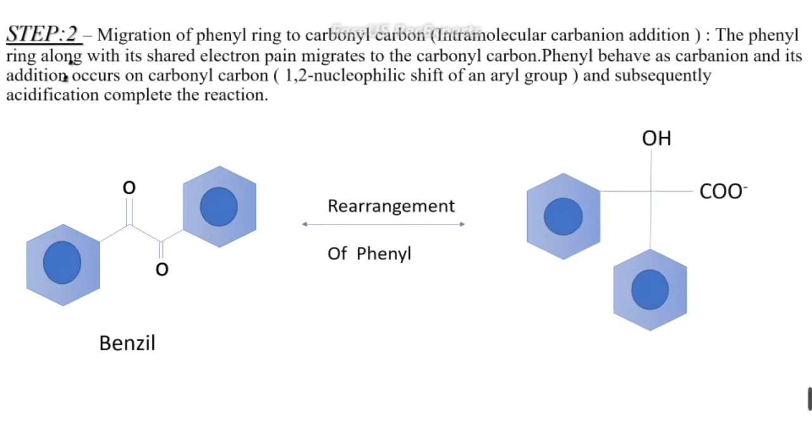Further, migration of the phenyl ring to the carbonyl carbon, also known as intramolecular carbanion addition. This phenyl ring, along with the shared pair of electrons, migrates to the carbonyl carbon. The phenyl behaves as a carbanion, and its addition occurs on the carbonyl carbon, which is a 1,2 nucleophilic shift of an aryl group, and subsequently acidification completes the reaction. On further rearrangement of phenyl and on the addition of H plus ion, it will give the benzilic acid.